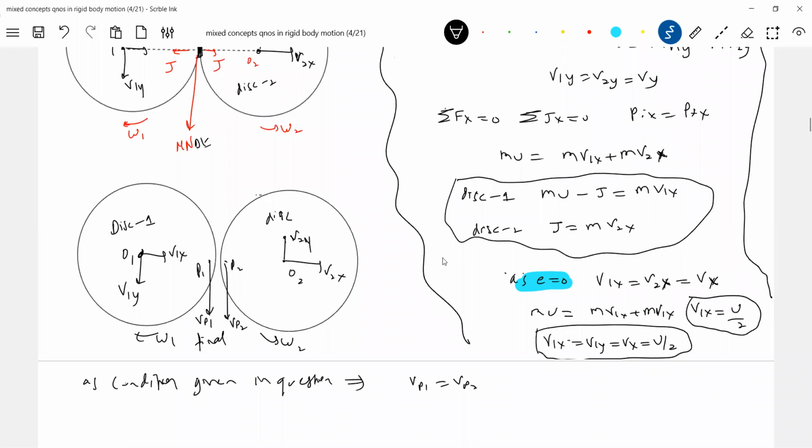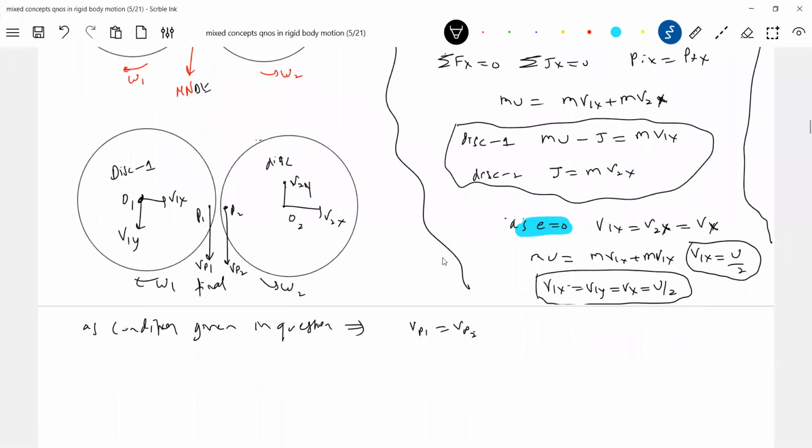What is Vp1? In the end, you can ask it. Let me finish off this one. What is Vp1 equal to? Look at this. It is having tangential velocity and also V1y. So Vp1, what can we write it as? Vp1 should be equal to V1y plus R omega 1.